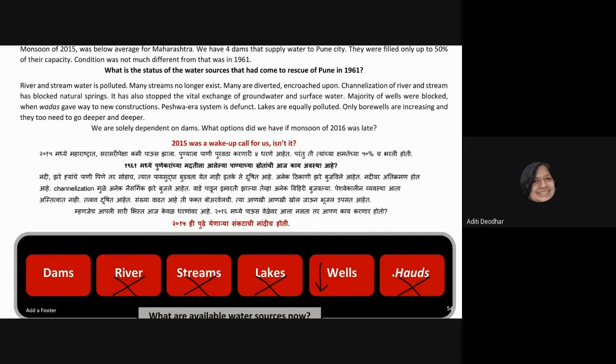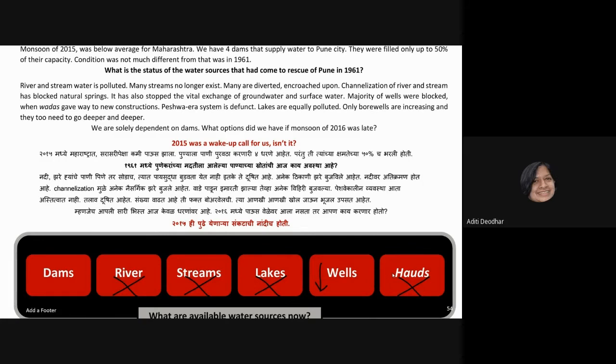The condition of the feeder streams is even worse than the river itself. A lot of garbage, a lot of sewage is let into the rivers untreated. So stream water is no longer an option. The lakes, all the three lakes that were there, are polluted.